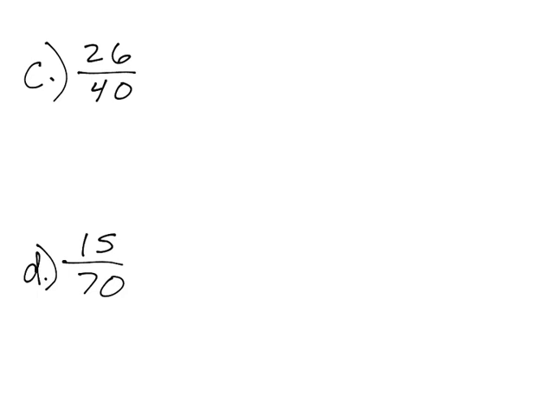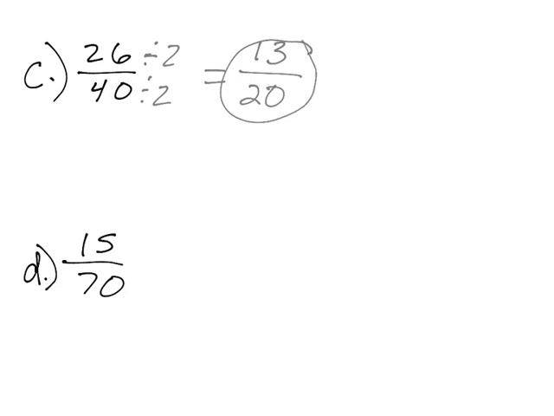26 over 40. A lot of times, whatever I see first, that's what I go with. So I saw even numbers, so I'm going to divide by 2. 26 divided by 2 is 13. 40 divided by 2 is 20. Again, my favorite number, 13. So 13 over 20 is our simplified fraction.